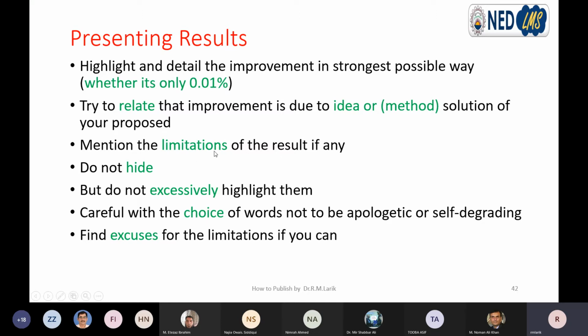Be careful with your choice of words, so as not to be apologetic or self-degrading, and find excuses for the limitations if you have any, right? So it's very good to present your limitations with excuses, so the editorial team has no chance to reject you.